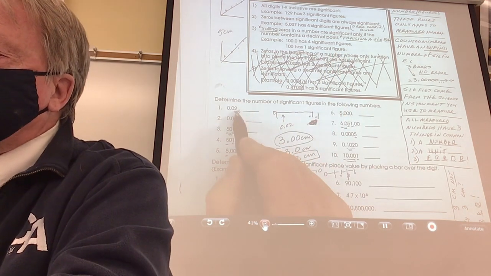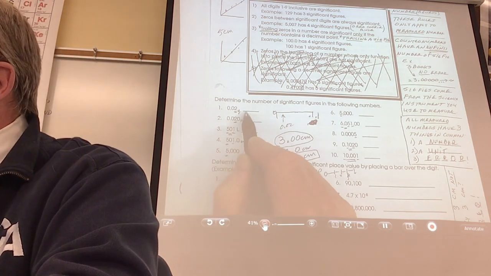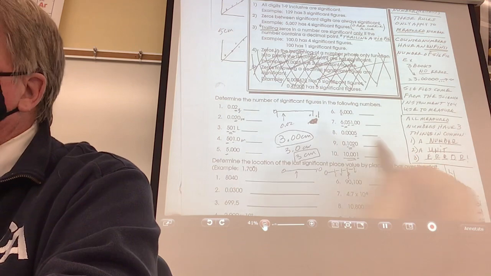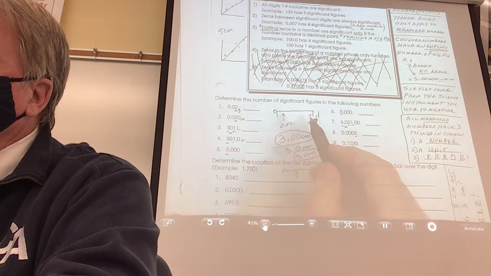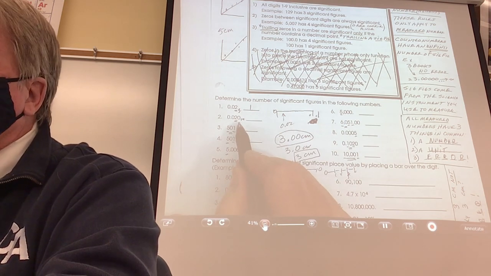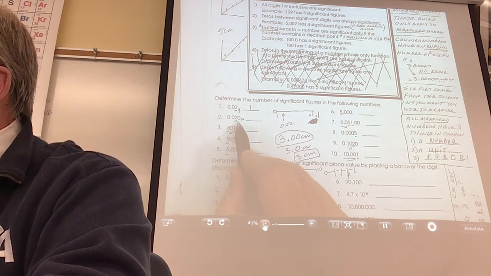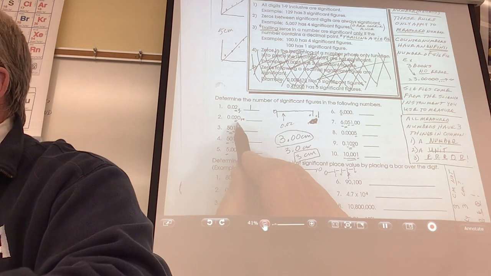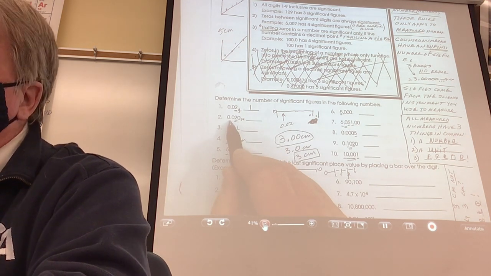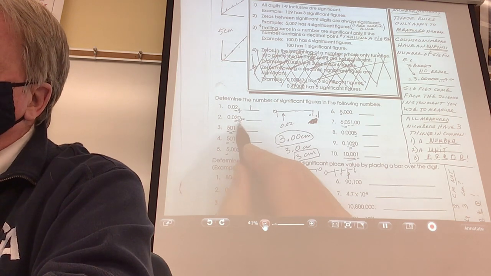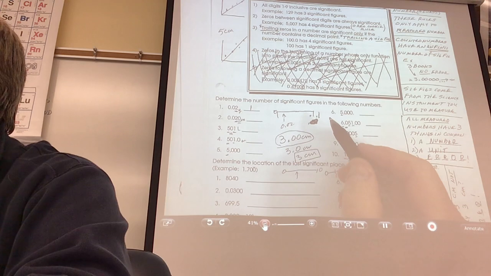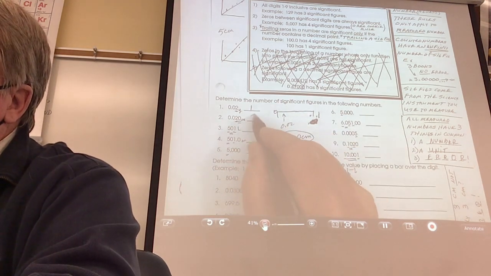Now, do you see any zeros coming after the 2 here? Then this whole thing is done. How many significant digits are in this measurement? 1. Here is a trailing 0 right here. It trails the 2, doesn't it? It came after the 2, but is he in? Yes, because I see a decimal. You are in. So how many significant digits are there? This is easy. 2.